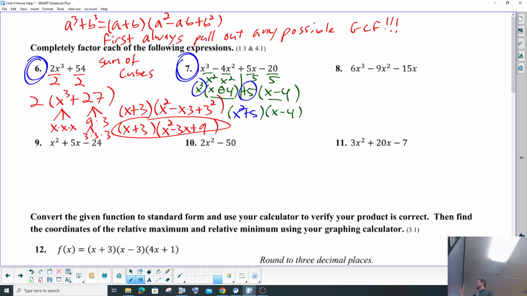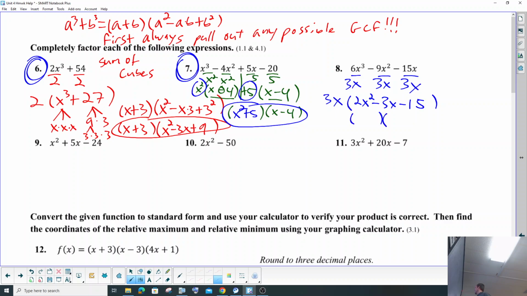Nice. And it says completely factor. Okay, so this one is probably a 3 and an x, right? You gotta pull out the GCF. Remember, you're supposed to pause me and try it on your own first. So we're left with 2x squared minus 3x minus 15.